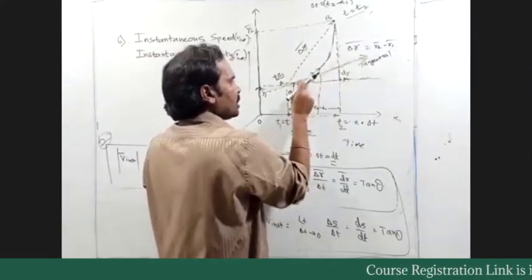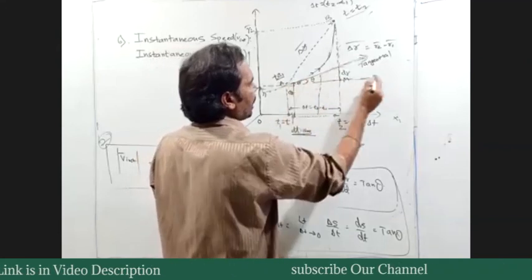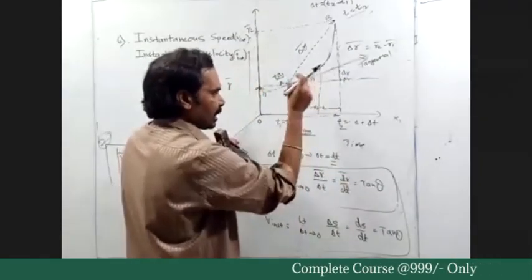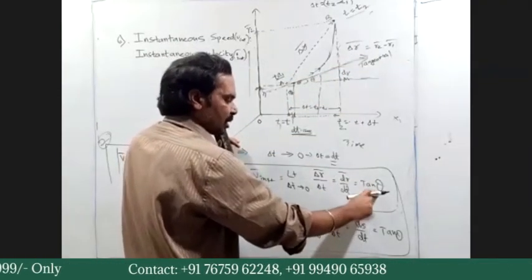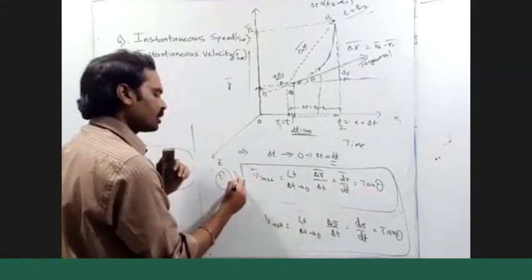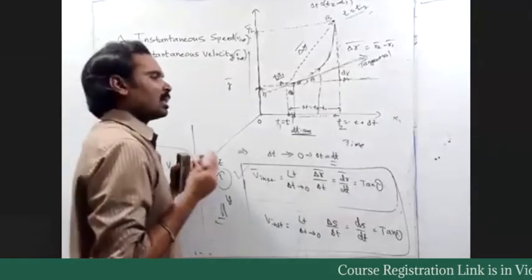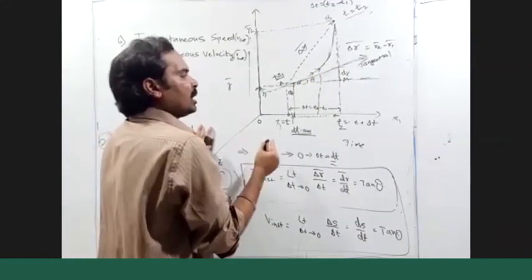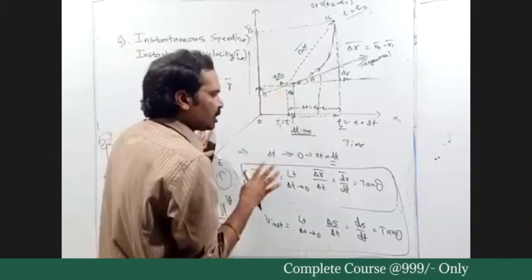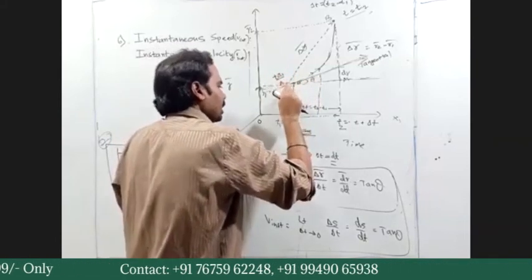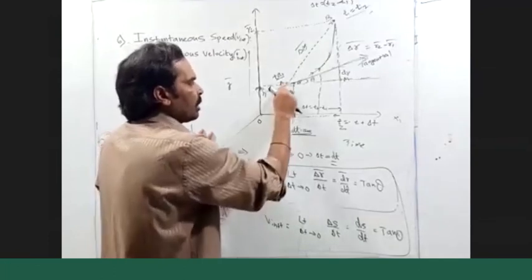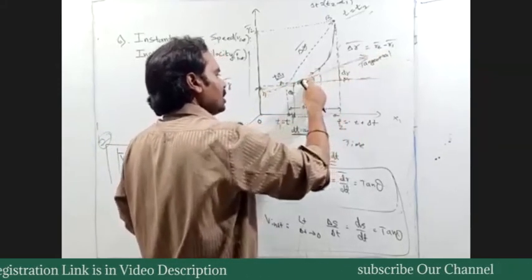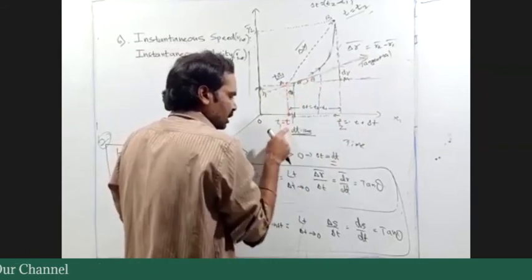So consider the slope of this tangent with the time axis. This tangent makes an angle theta with the time axis. So the slope of this tangent is tan theta. That tan theta is equal to the instantaneous velocity. So from this graphical representation, you can straight away remember: the instantaneous velocity of a particle moving in a straight line is equal to the slope of the tangent at a particular moment. At the moment t1 equal to t, the particle is at point A. At the point A, this is the tangent. The slope of the tangent is the instantaneous velocity at this t1 instant.